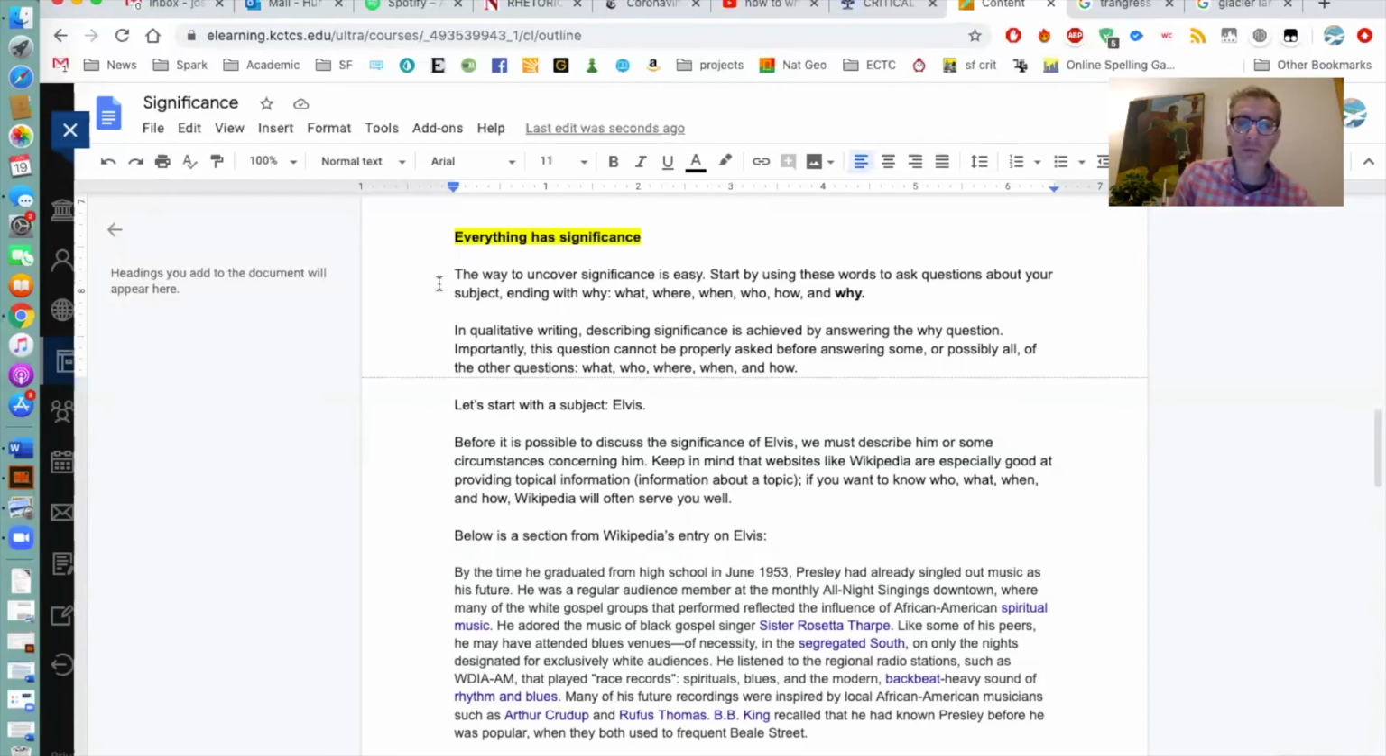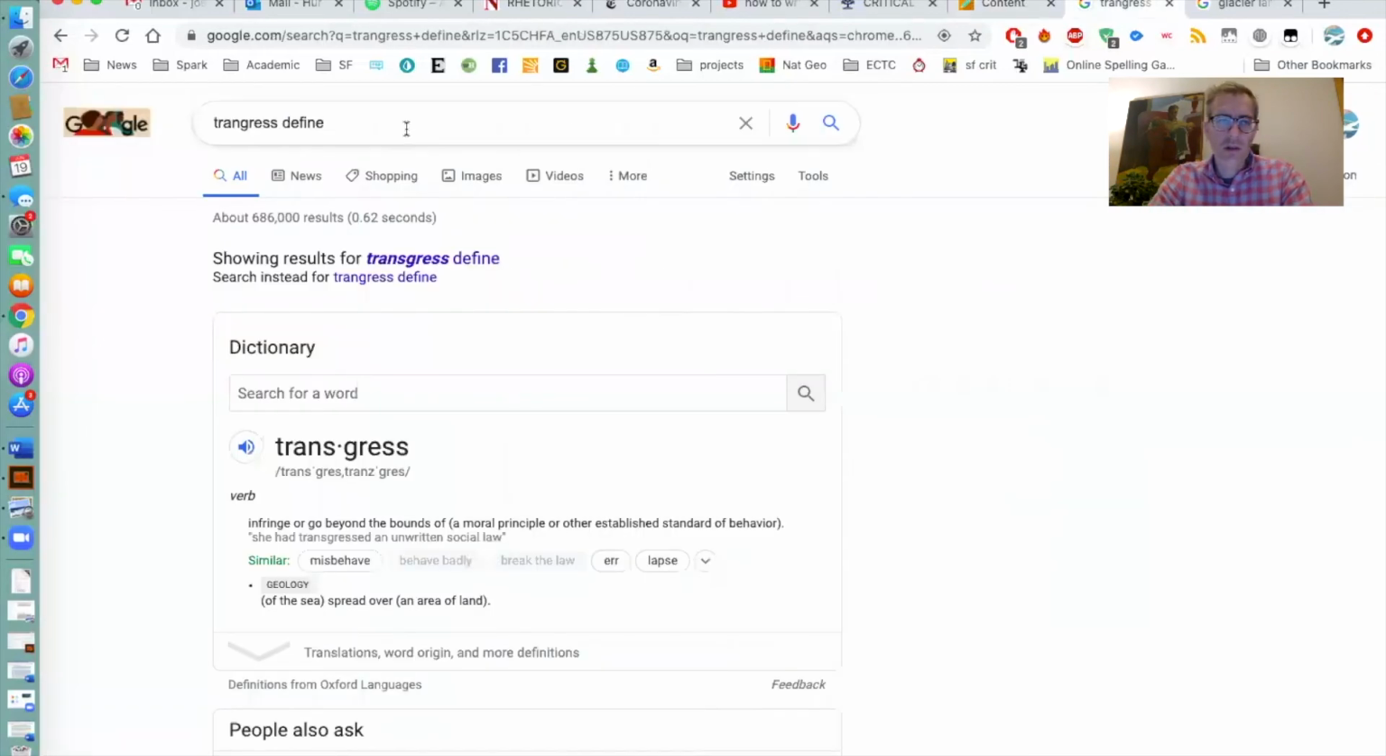Now, in qualitative writing, describing significance is achieved by answering the why question. Importantly, this question cannot be properly asked before answering some or possibly all of the other questions. What, who, where, when, and how. Let's start with a subject, Elvis. You guys have heard of Elvis Presley, great singer from the 20th century. Good. Elvis Presley.